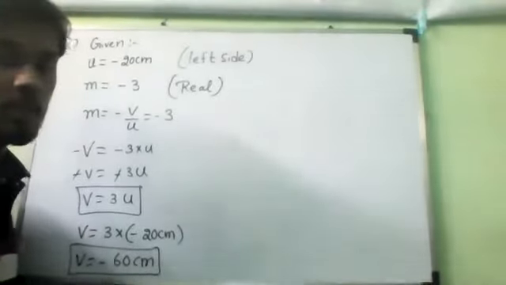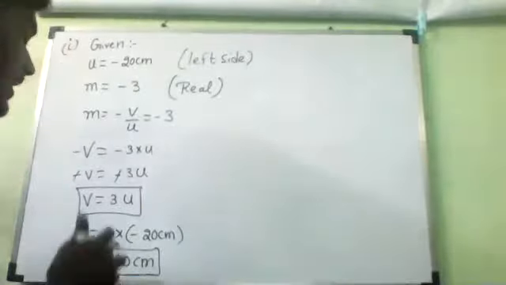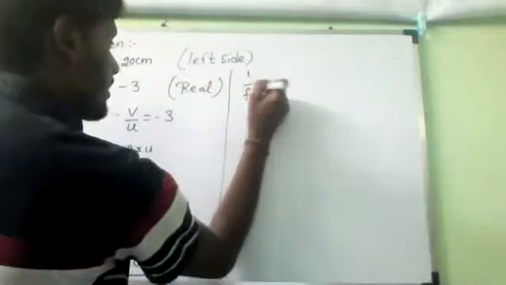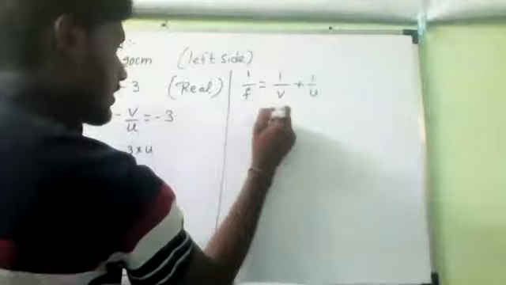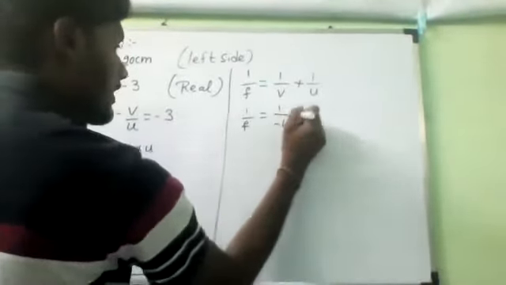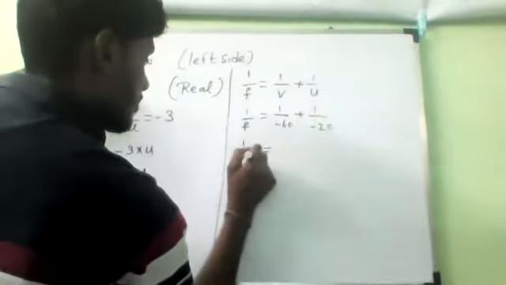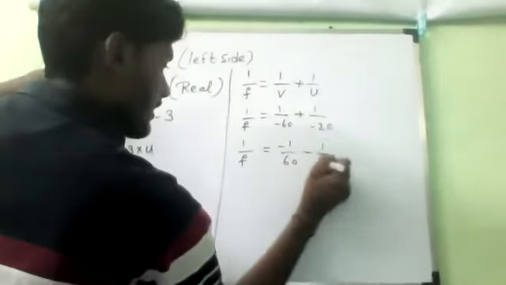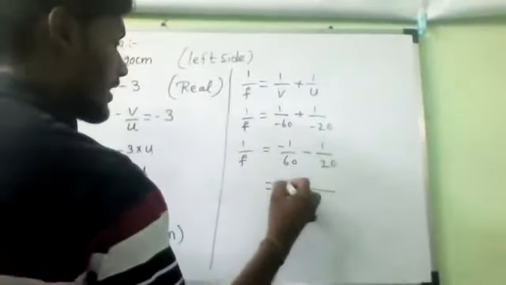Now we should go for focal length. So we got V as minus 60 centimeter. What is the mirror formula? 1 by f is equal to 1 by v plus 1 by u. V means minus 60, u means minus 20. 1 by f equals minus 1 by 60 plus 1 by minus 20, which is equal to... 60 is the LCM. If we take 60 as the LCM, how much will come?